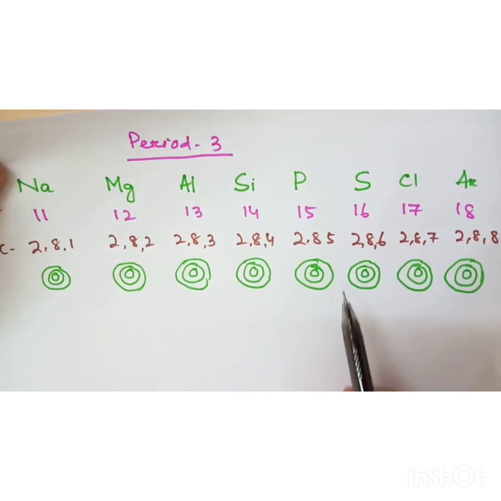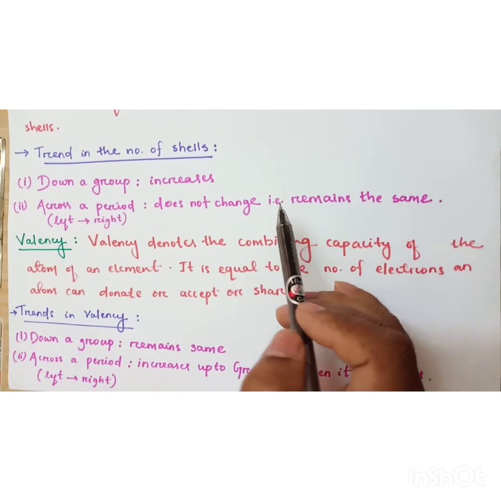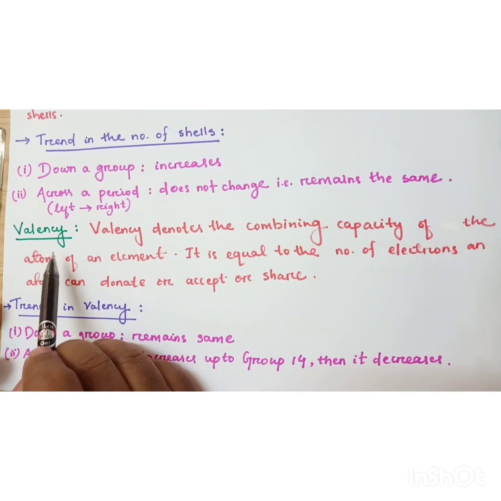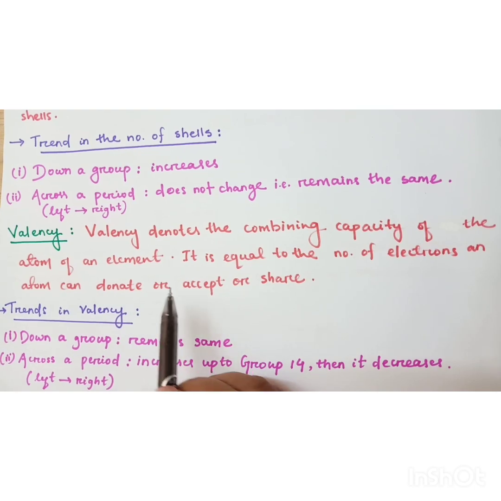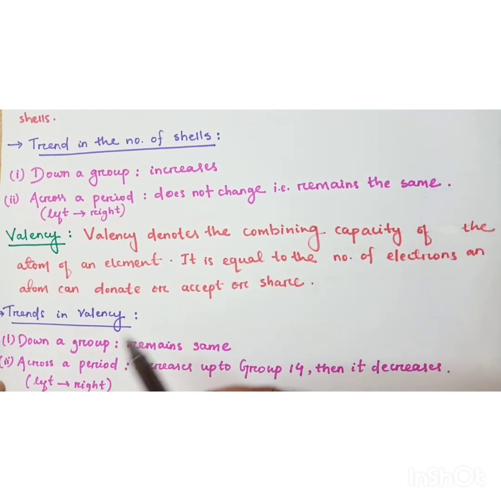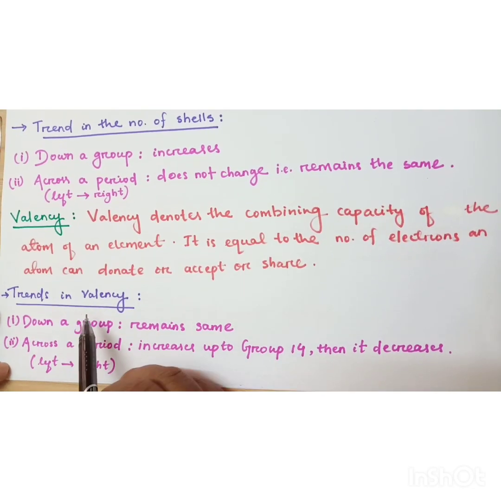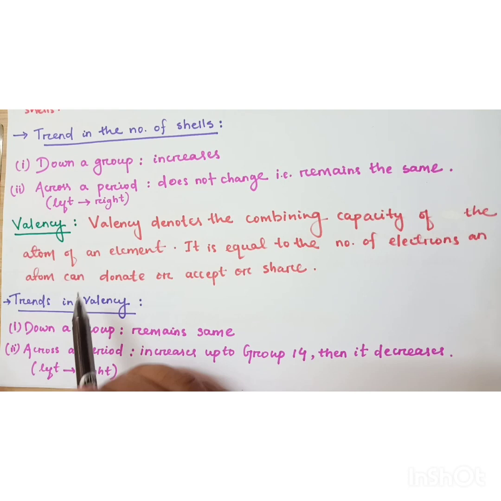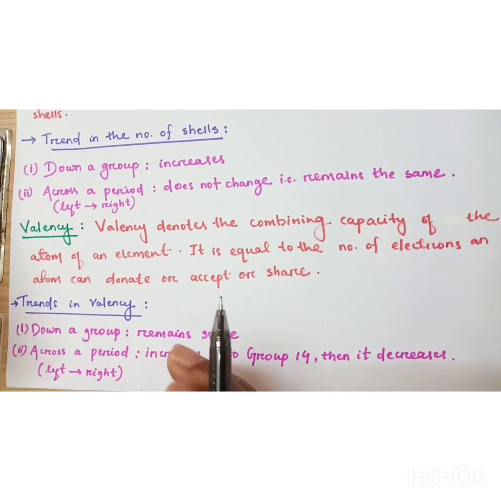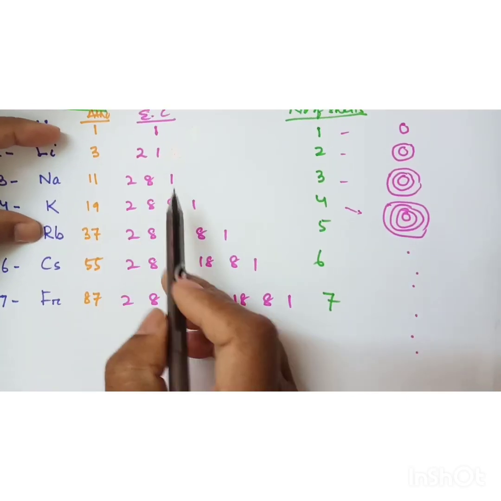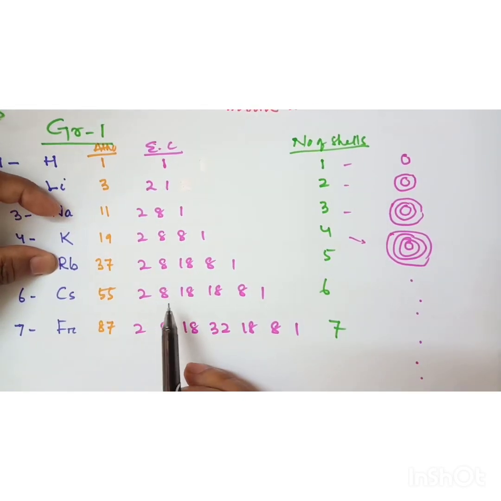Okay, now come to our next property, that is valency. So what is valency? Valency denotes the combining capacity of the atom of an element. It is equal to the number of electrons an atom can donate, accept or share during chemical reactions. So come to the variation. Down a group, what happens? The valency remains the same. Valency actually depends upon the valence electrons. See, the valence electrons here 1, here 1, here 1, so the valency is also 1. So down a group, the valency remains the same.